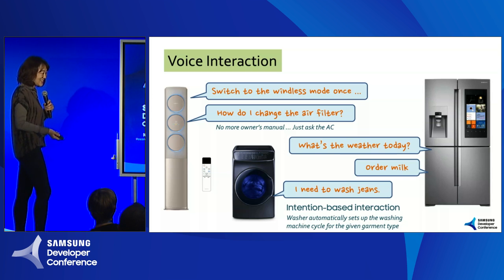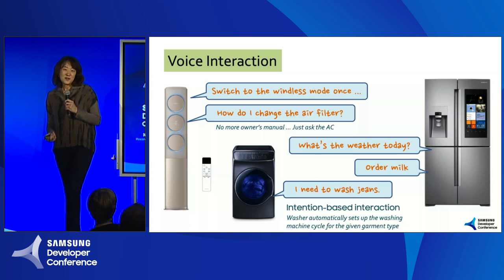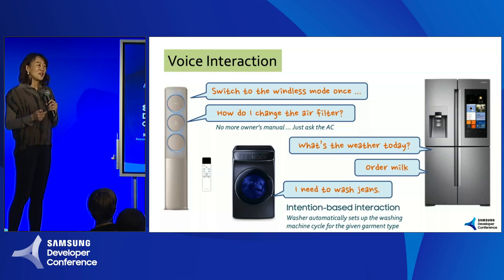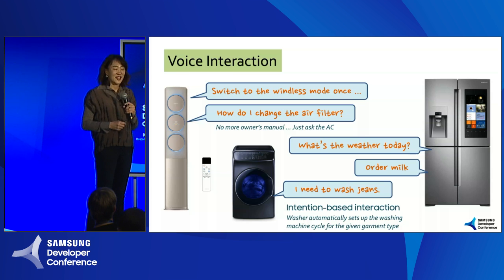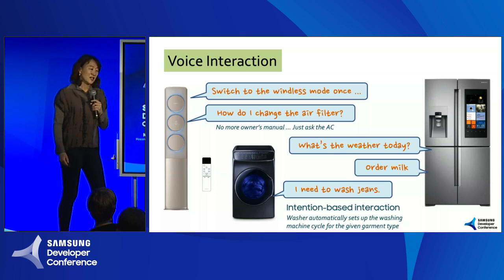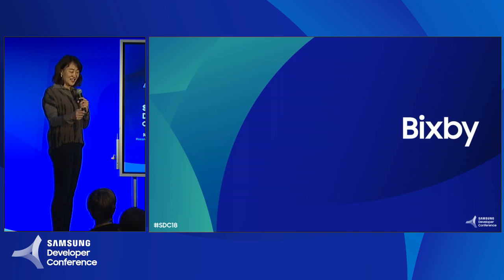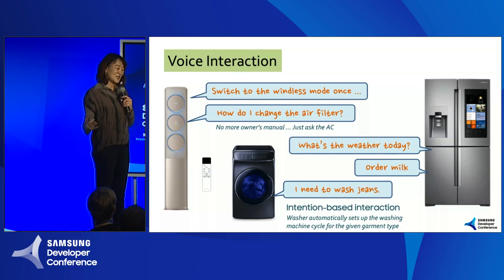So since we are at it, let's look at what other things our devices are capable of. For the air conditioner, I want to switch to the windless mode, the cave-like mode, when the room has cooled down, right? This is something you couldn't really do with the remote control. This is an event-driven execution of an action. But you can say it, and I register the rule in the back end, and when the temperature reaches a certain temperature, it's going to automatically change it.